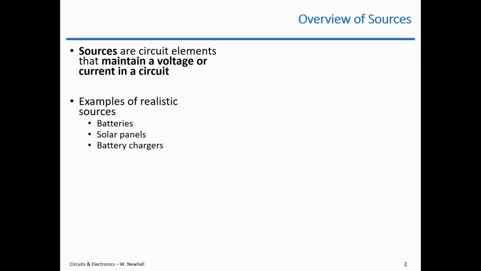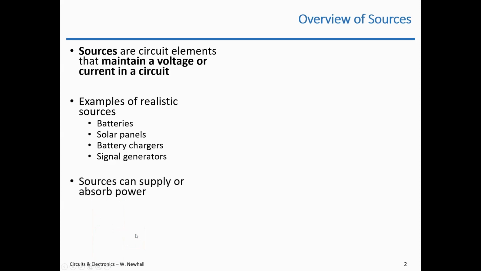When I say source, it means a circuit element that maintains a voltage or a current in a circuit. There are examples of realistic sources: batteries, to power things, or power supplies; solar panels, another DC source; battery chargers, that's a source I'll talk about. That's a special kind of current source. Signal generators produce an AC waveform typically, and that's another kind of source.